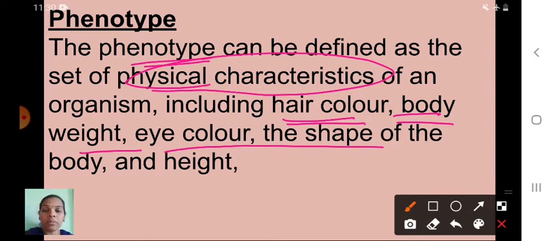Suppose one tall plant and one short plant are there. Here tall and short are the visible characters of the plant, isn't it children? So that is the phenotype. Phenotype means physical appearance. It is visible. Understood children? Yes, next one is what?